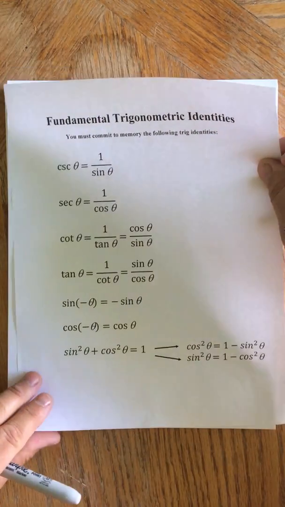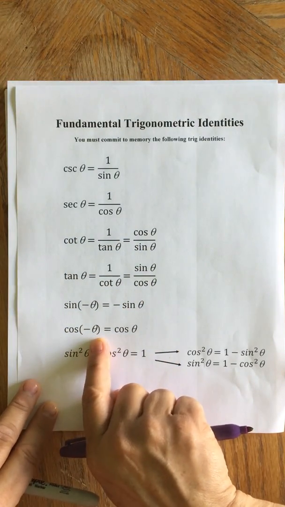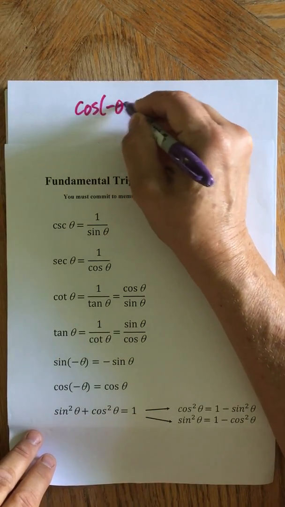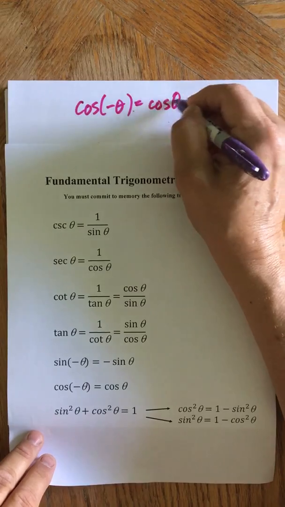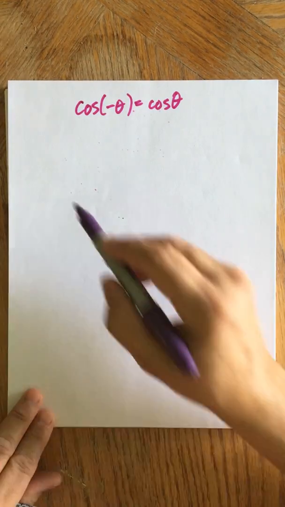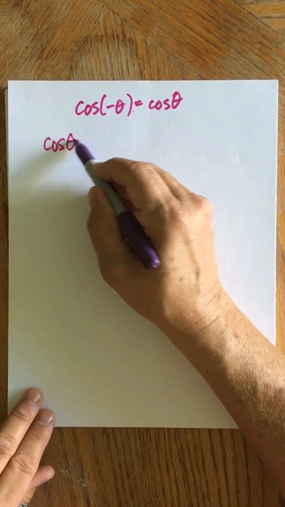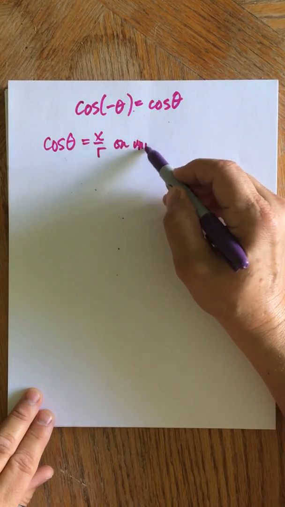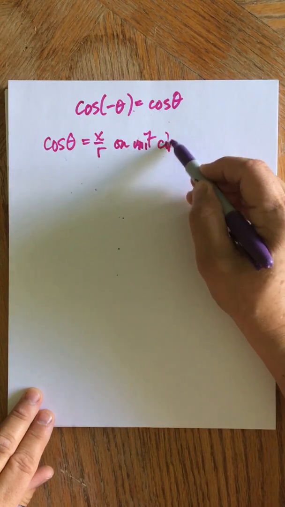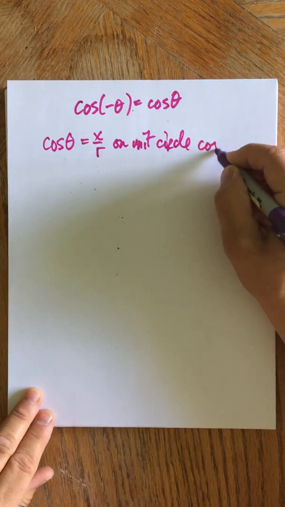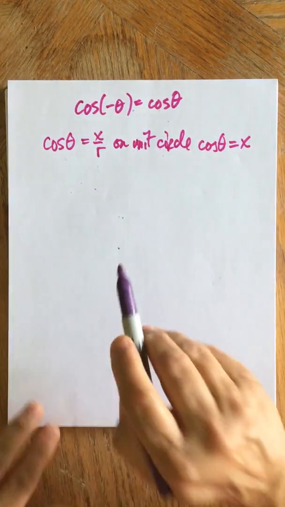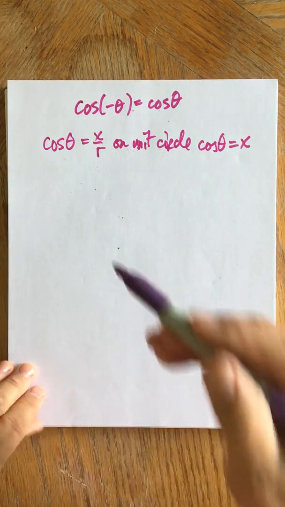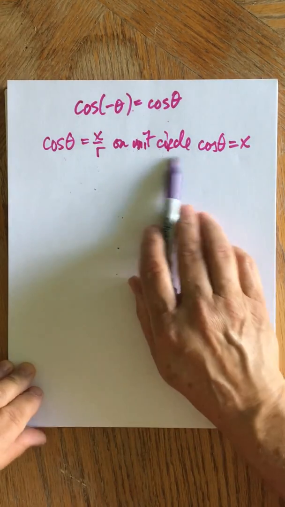And here, the last one, cosine of opposite theta is equal to cosine theta. So let me write that up here. And again, I'm going to appeal to the definition here that cosine of theta is x over r, but on the unit circle, it's really cosine theta is just x, the x coordinate. And again, remember the ratios are all constant, so it doesn't matter which circle I'm working on. I'm just making it easy on ourselves here.